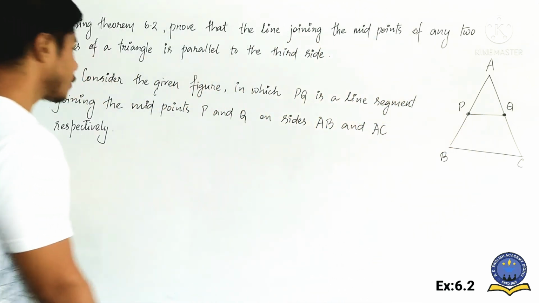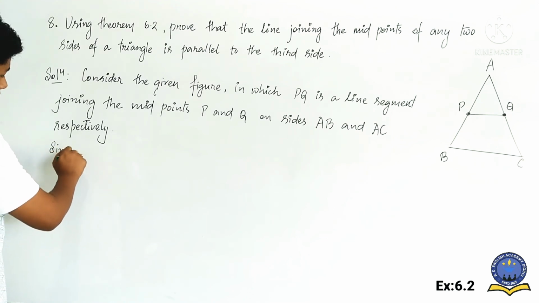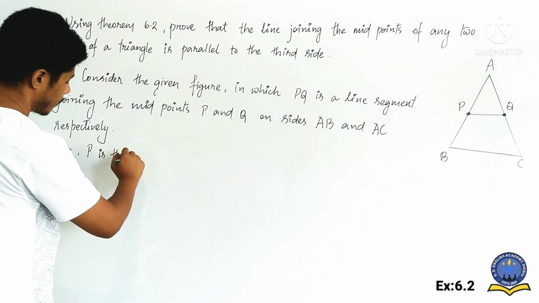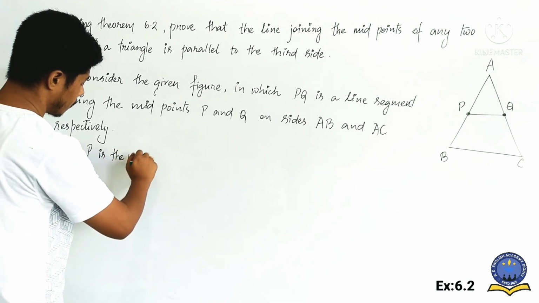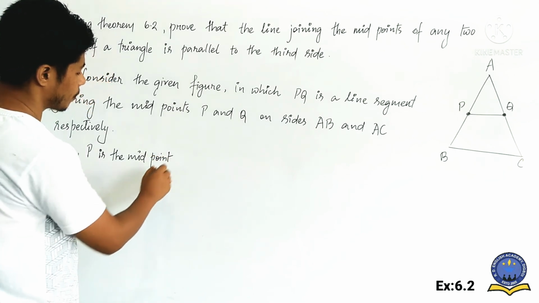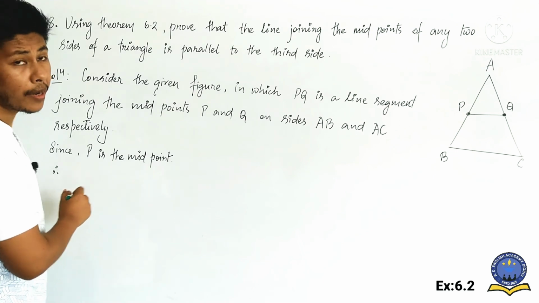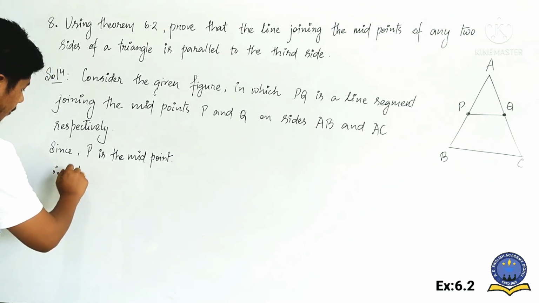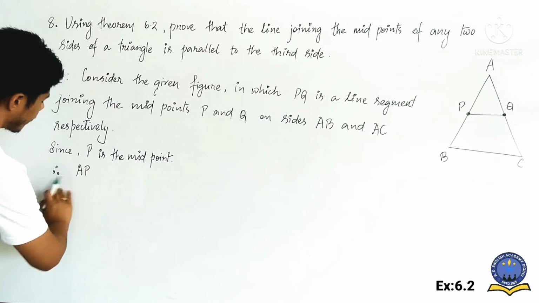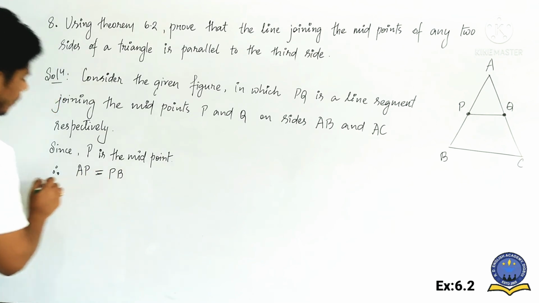So first we have to write this. Since P is the midpoint, therefore you have to write AP by PB. So we write AP equals PB, because their distances are the same.